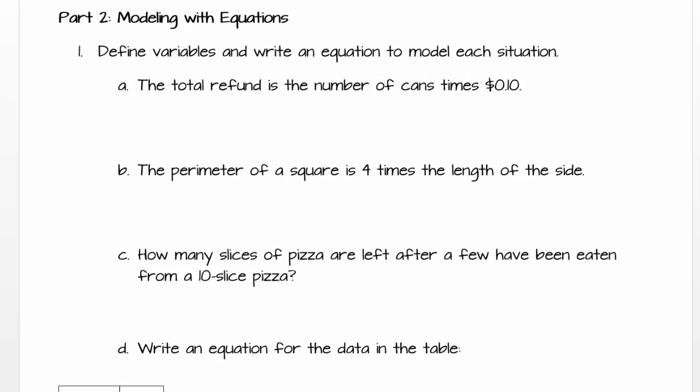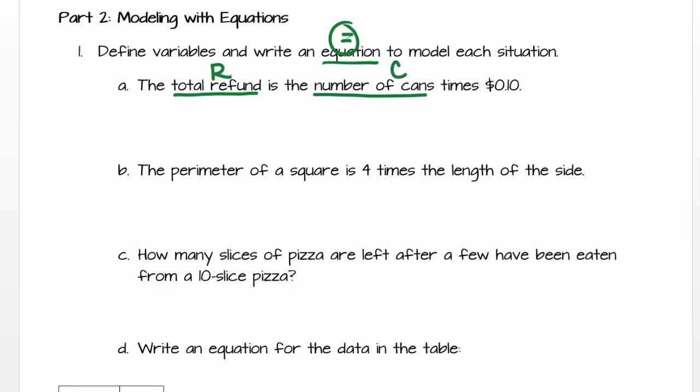Modeling with equations. We need to define variables and write an equation this time to model the situation. So an equation, remember, means that we have to use an equal sign. If it doesn't have an equal sign, it's just an expression. So the total refund is the number of cans times 10 cents. So we have a couple things going on here. The 2 things that we don't know are the total refund and the number of cans. So give them letters. Let's say R stands for refund and C stands for cans.